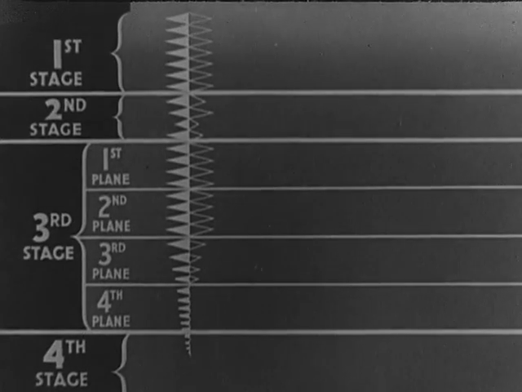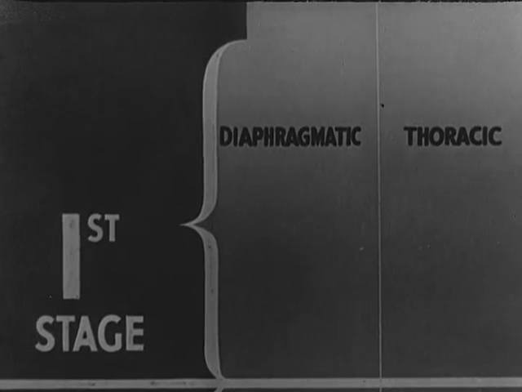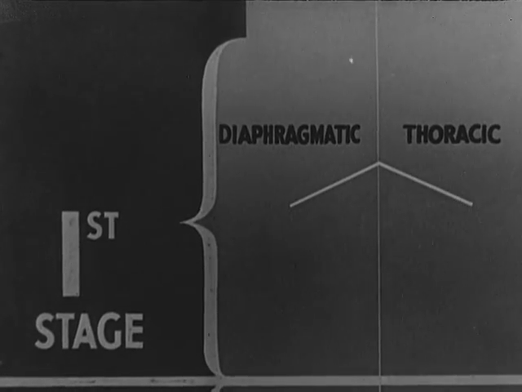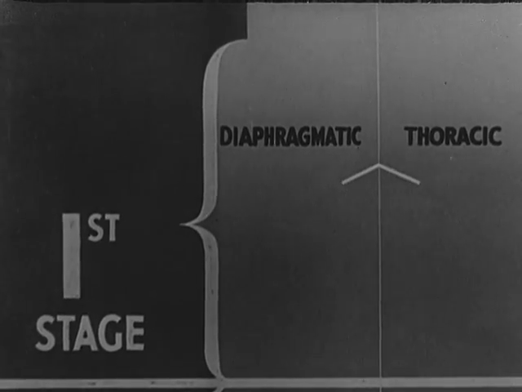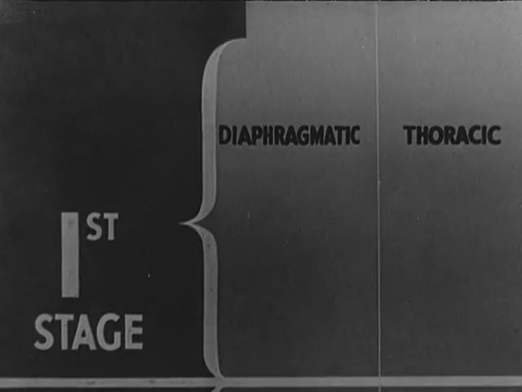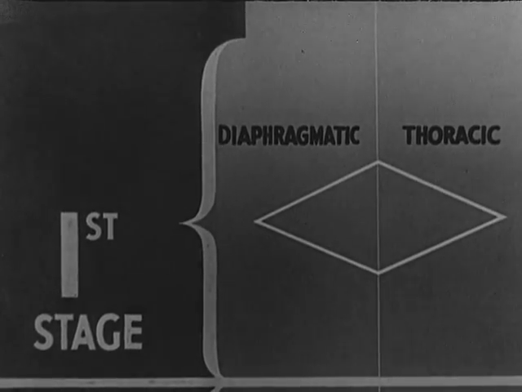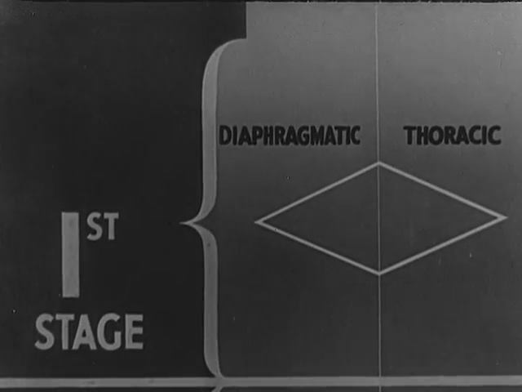Now we'll consider the breathing in more detail. On the left side of the vertical timeline, we represent the part played by the diaphragm, and on the right side, the part played by the thorax. In the 1st stage, as in normal breathing, the two work together. In, out, pause. In, out, pause. In the 1st stage, the rate and depth are usually regular, but they may be modified by emotion.